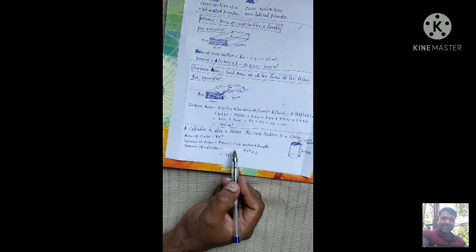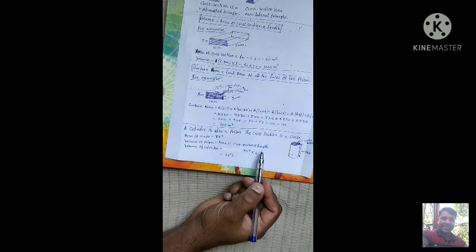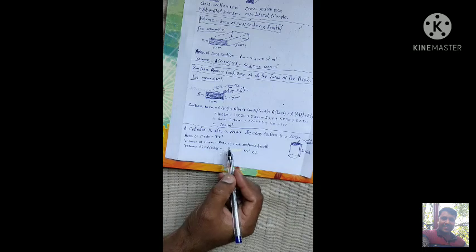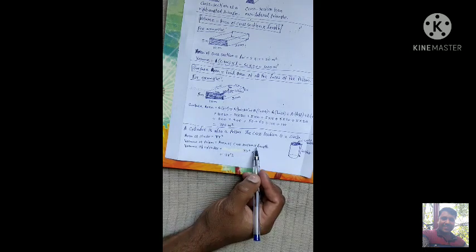We already did it here. See, area of cross section, we already know that. So this is area of cross section times length. So volume of prism equals what? Area of cross section times length.